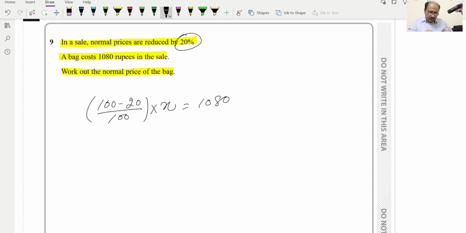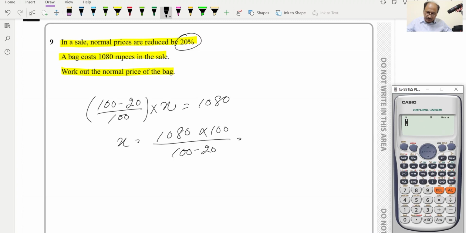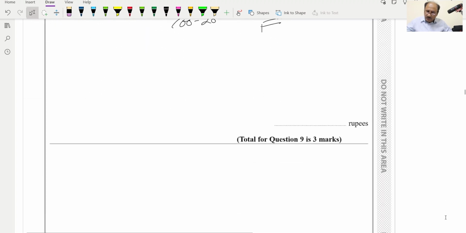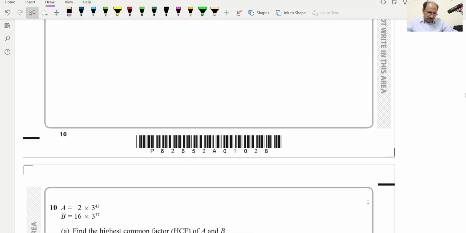This is basically a reverse percentage question. So x will be equal to 1080 multiplied by 100 and divided by 100 minus 20, and the calculator will help us in finding this calculation. So 1080 multiplied by 100 and divided by 100 minus 20 is equal to 1350 rupees, which will be the answer, and we can provide it over here, rupees 1350, which is done. 3-mark question.